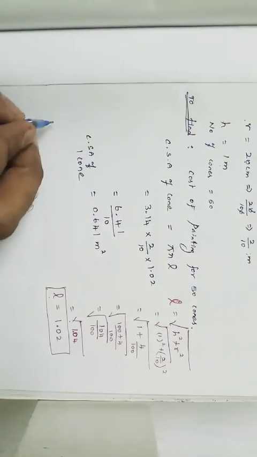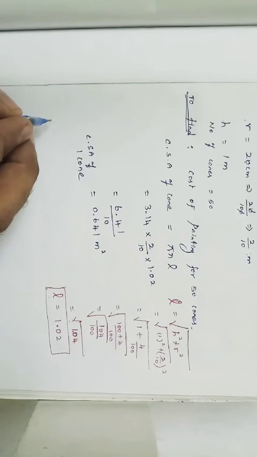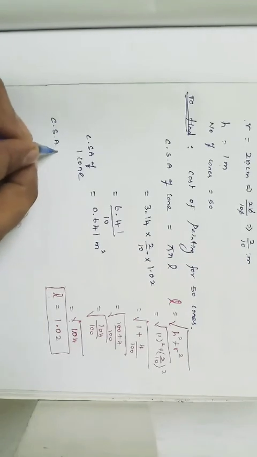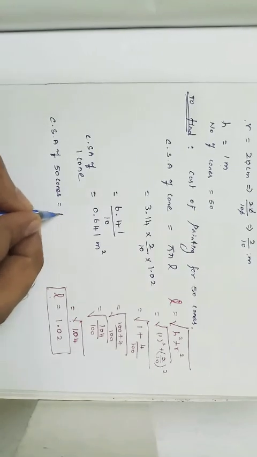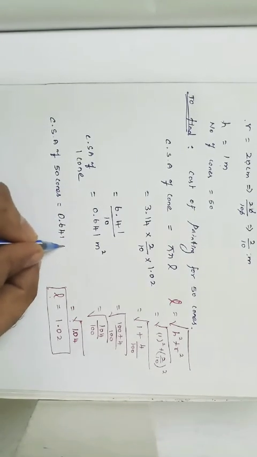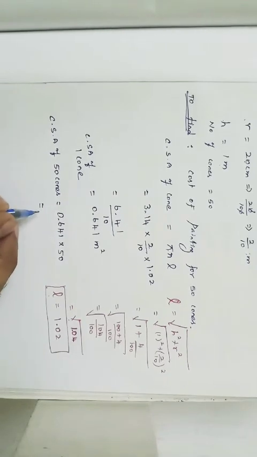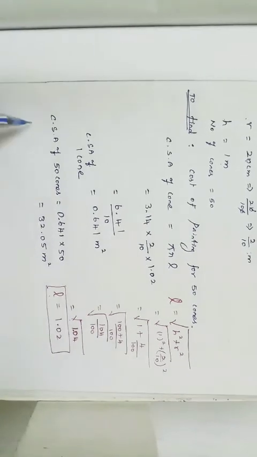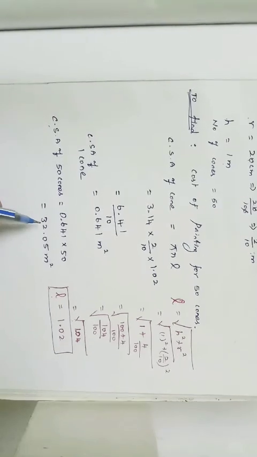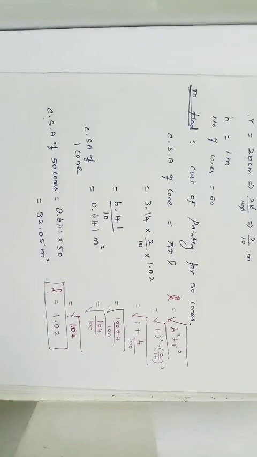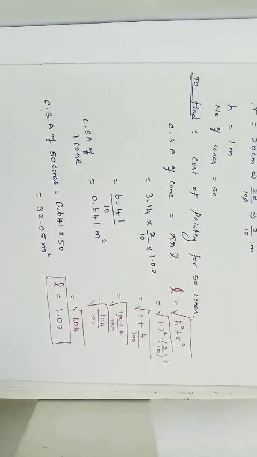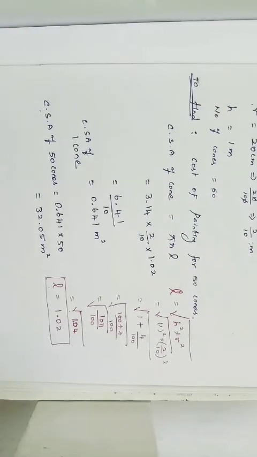Now we can find the curved surface area of 50 cones. CSA of 50 cones is equal to 0.641 into 50, which is 32.05 meter square. Now we know the total curved surface area of 50 cones, so now we can find the cost of painting.